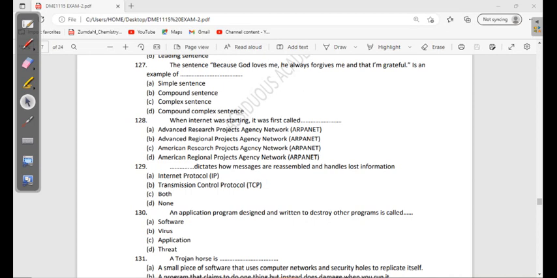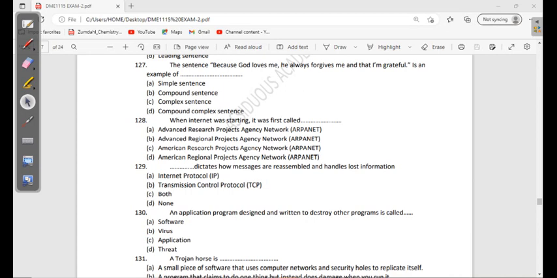129. Dash dictates how messages are reassembled and handles lost information. Internet Protocol (IP), Transmission Control Protocol (TCP), both, or none. So what do we think? Alright, so it is the Transmission Control Protocol. It does reassemble and handle lost information.